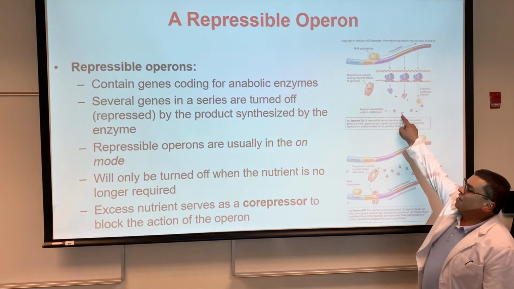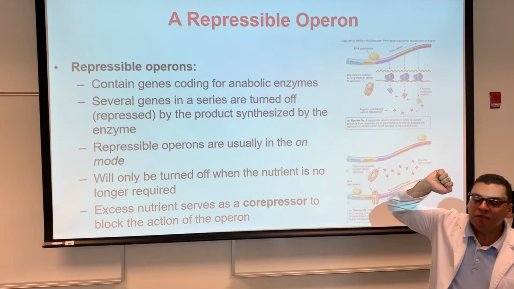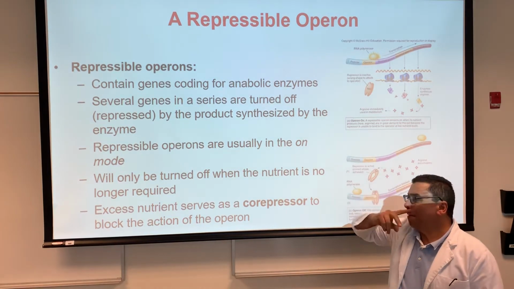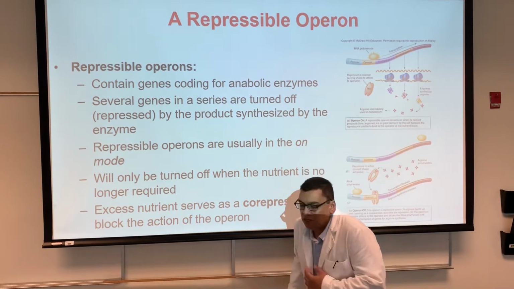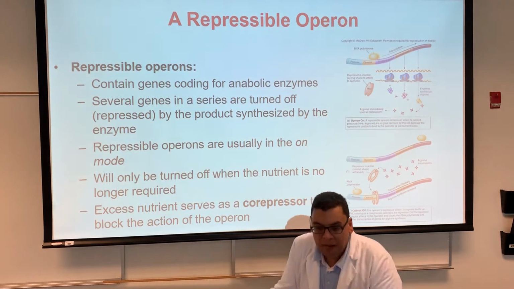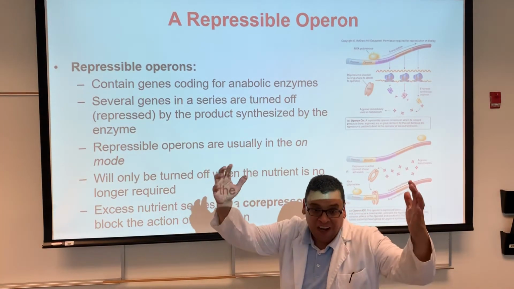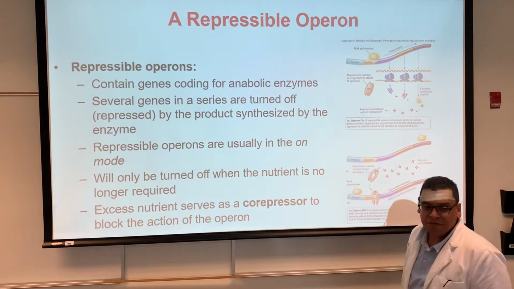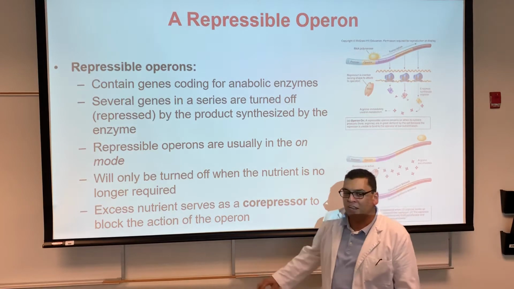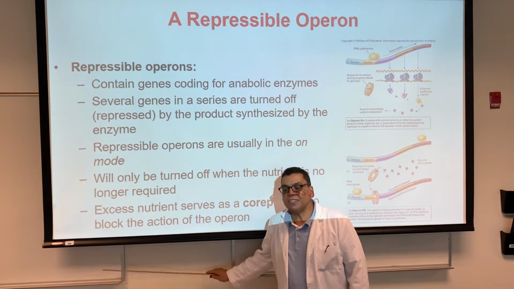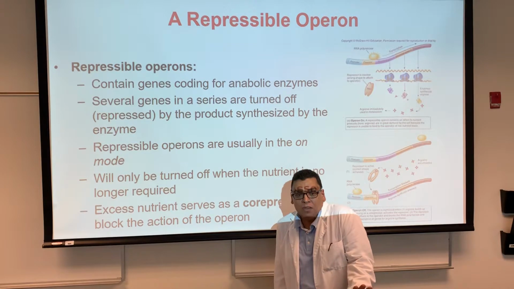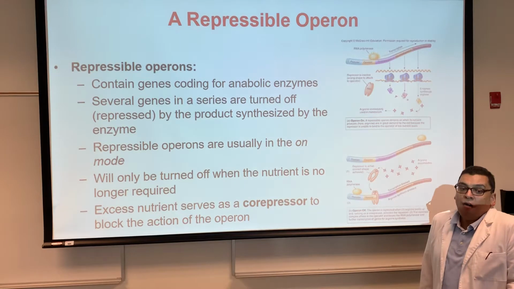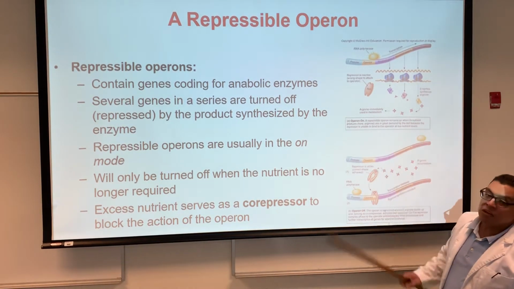So the arginine is an important metabolite. I must have it. So we're going to put it under a repressible operon. The bacteria is going to do this: make arginine, make arginine, make a whole mountain of arginine. And only when I have enough arginine will I turn this off. This is completely different than the inducible one. The inducible one is this: I will only turn on when you give me lactose. But this is different. I will only turn off when I have enough arginine.